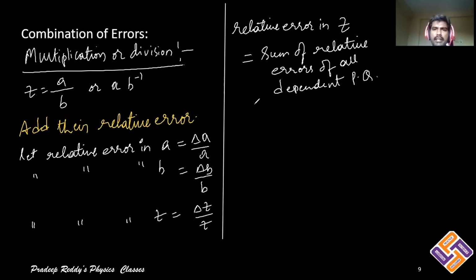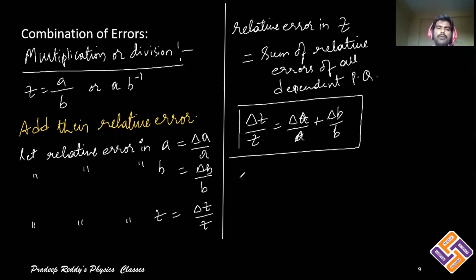So how do you write this relative error in Z? Delta Z by Z is equal to delta A by A plus delta B by B. Okay. So in case of multiplication and division, you should add their relative errors. Only that is the difference. In case of addition and subtraction, you are just adding the errors. But in case of multiplication and division, you should add their relative errors.